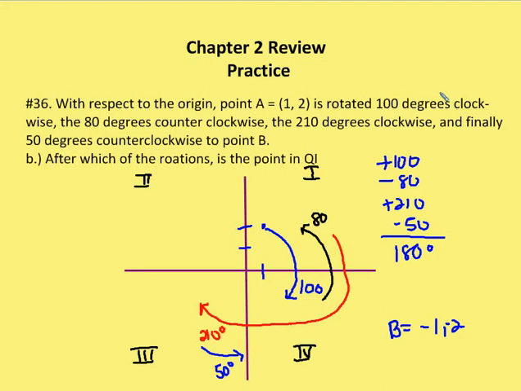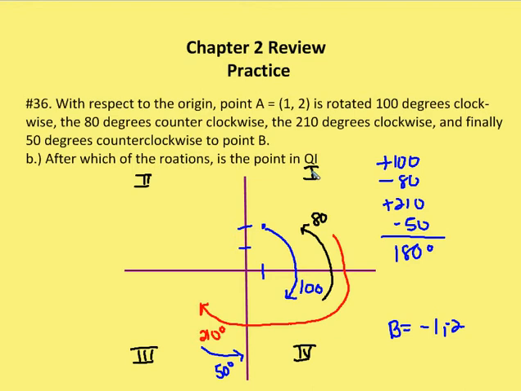Right, and the second question asks us to go through the same rotation, and it asks us after which of the rotations is a point in Q or quadrant 1. All right, so we know that the point initially is in quadrant 1, and when we talk about the quadrants in an XY coordinate plane, we go in a counterclockwise order.